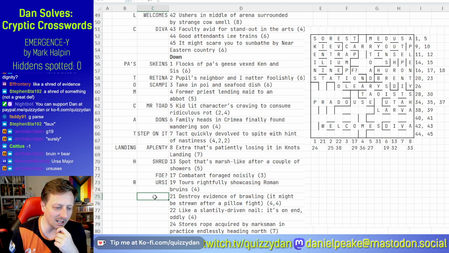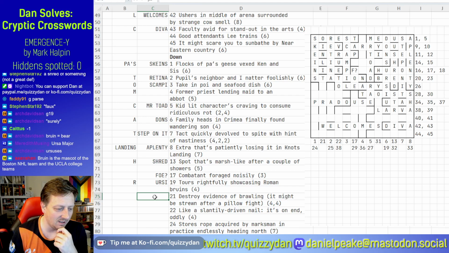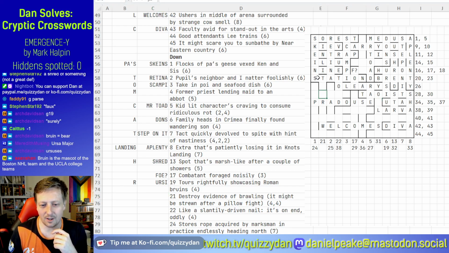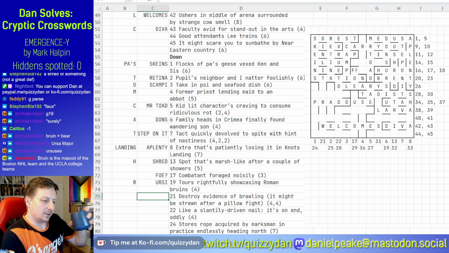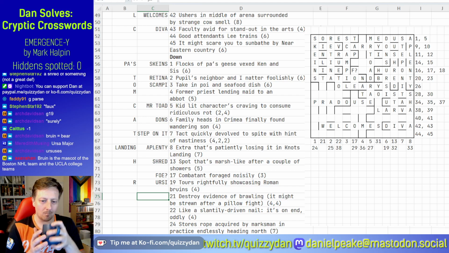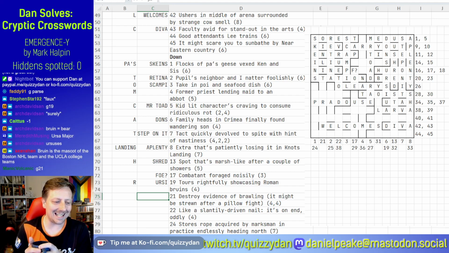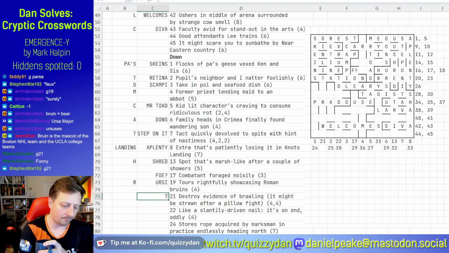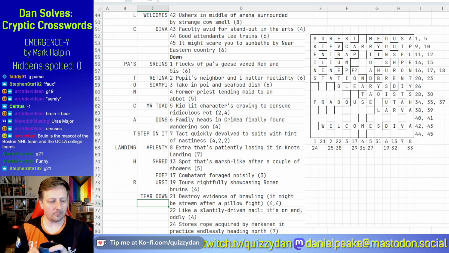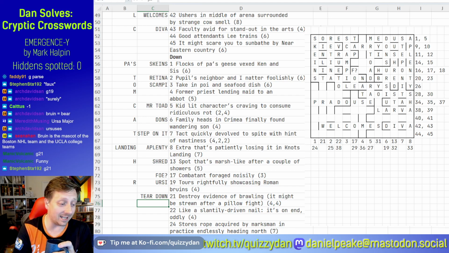Destroy evidence of brawling. It might be strewn after a pillow fight. So, T blank blank R, and then something blank W. Tear down is to destroy. It might be strewn after a pillow fight would be down. And evidence of bawling is a tear.